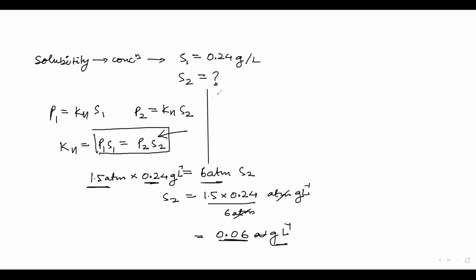Just keep in mind, don't be sleepy. KH is equal to how much? KH is equal to P1 upon S1, right? And this KH is equal to P2 upon S2. Now, what will be the equation from these two? I can write P1 upon S1 is equal to P2 upon S2. Write it again.